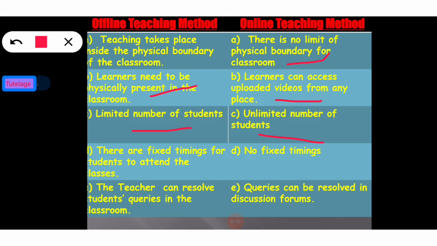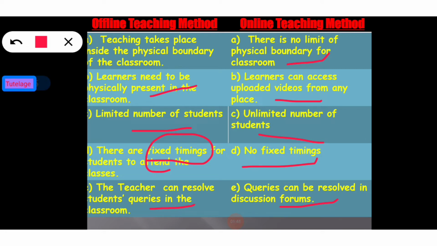Any number of students can watch the course videos online and enroll in the online courses, and there are no fixed timings. Learners can access the online material anytime as per their comfort. In the offline teaching method there are fixed timings, so there is a lack of flexibility also. In the offline teaching method, the teacher can resolve students' queries in the classroom only, but in the online teaching method, queries can be resolved in the discussion forum.